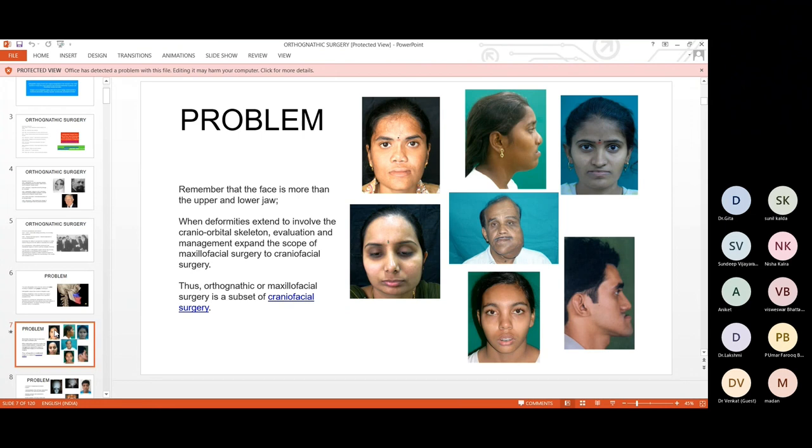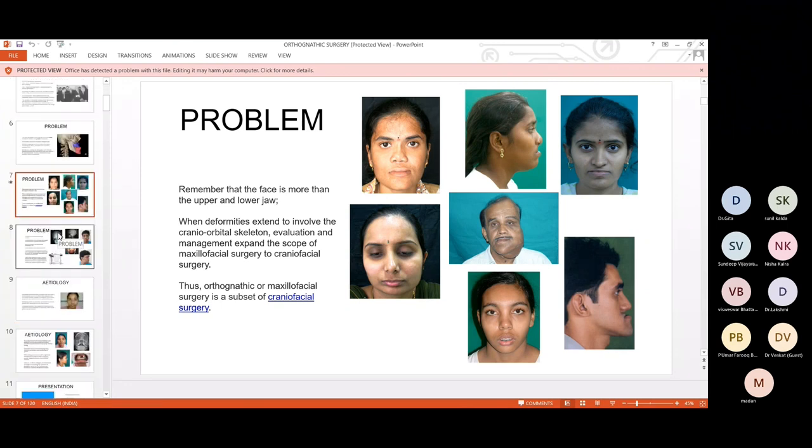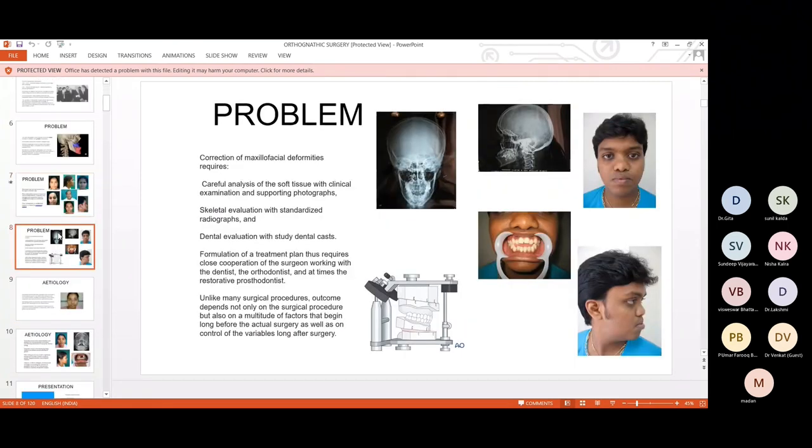So orthognathic or maxillofacial surgery is a subset of craniofacial surgery, because when these deformities extend to involve the cranio-orbital skeleton, the evaluation and management expand the scope from maxillofacial towards craniofacial surgery. As you can see, there are various dentofacial deformities, and we will come into them.